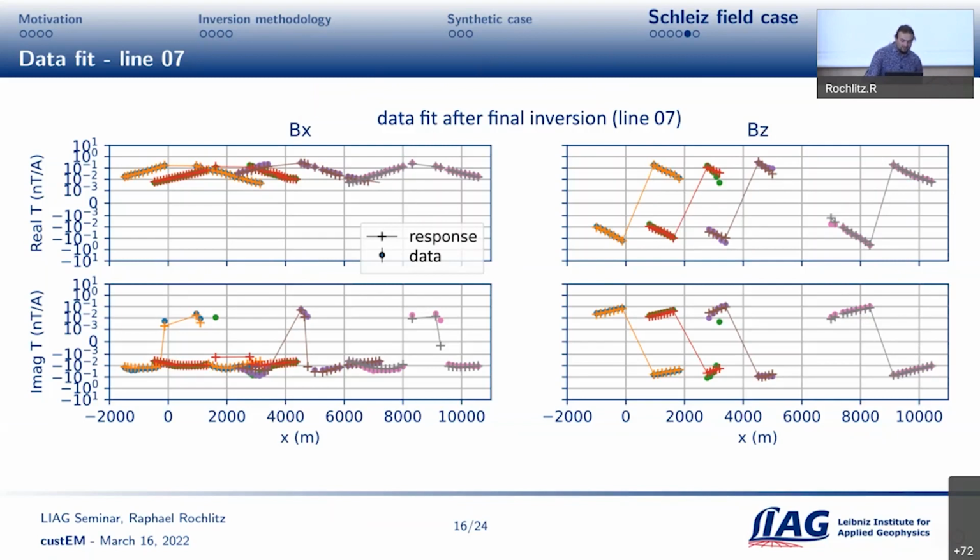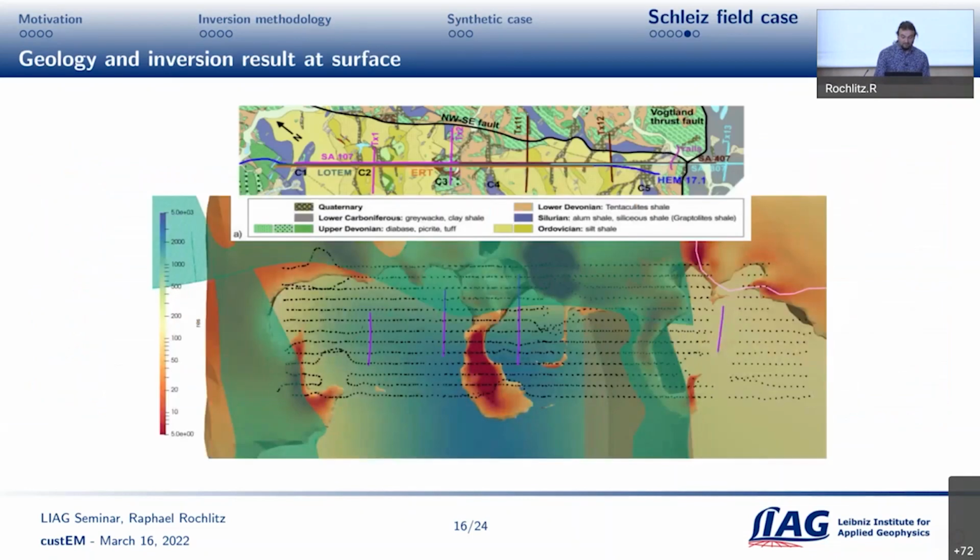The most important thing is here I'm comparing the data with our final model response. So if all these points lie over each other, we have a very good data fit, and basically we see that this is almost the case everywhere along the profile, and we even see that our inversion model is able to handle some single points with different signs in the imaginary parts. So our data fit is really good for the 3D inversion we got.